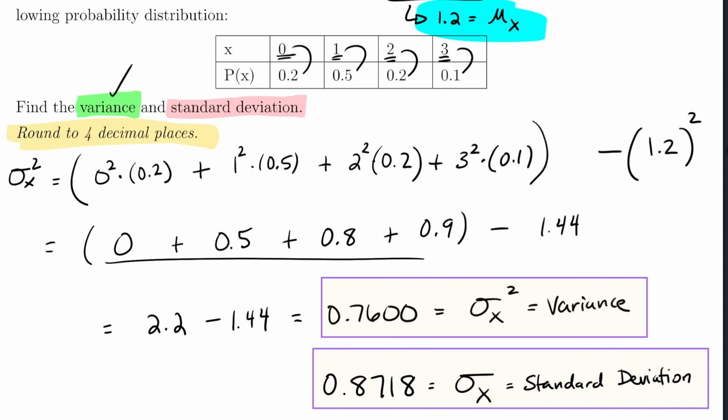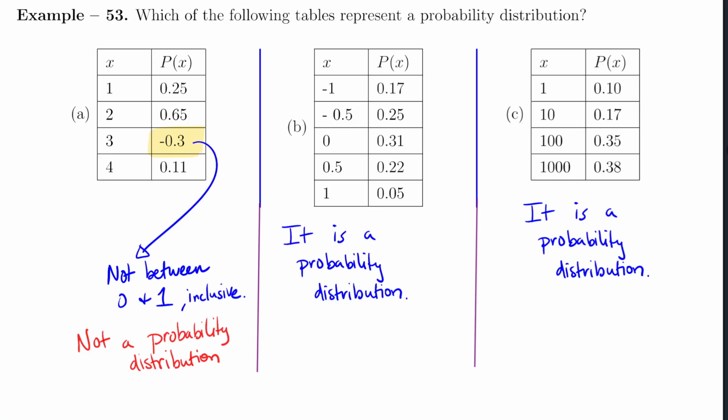So let's keep in mind, what did we review in this video? We reviewed, given a table of values and corresponding probabilities, how do we know if it's a probability distribution? You've got to check 2 things. First, are all the probabilities between 0 and 1 inclusive? Second, do all the probabilities add up to 1? If the answer to both of those questions is yes, it is a probability distribution. If it even fails one part, it's not a probability distribution.